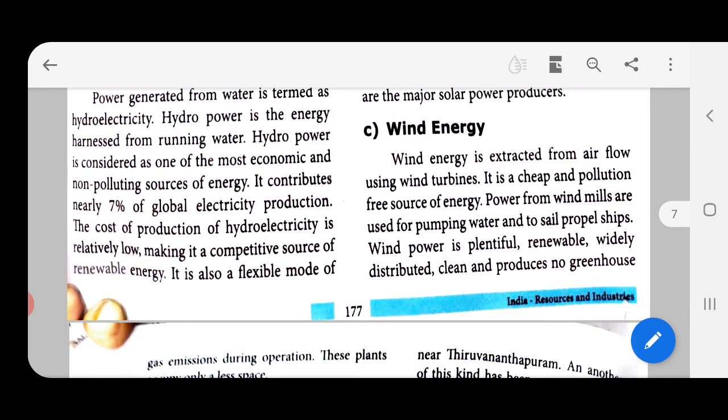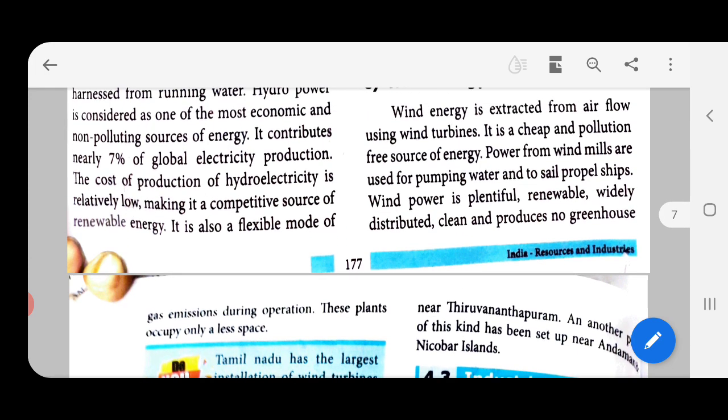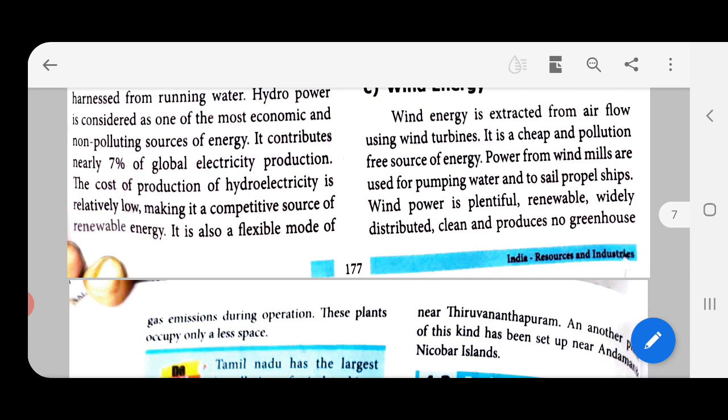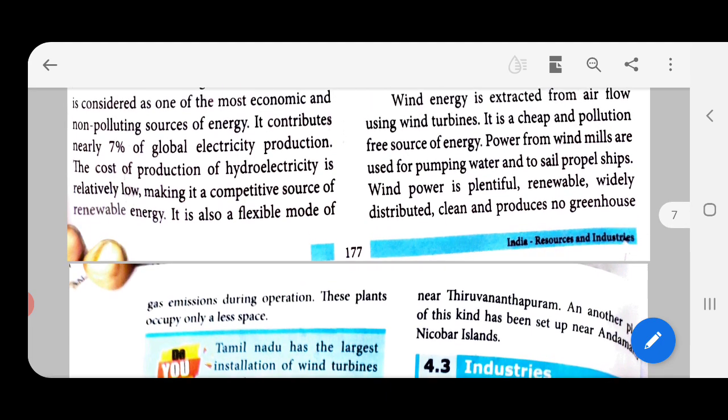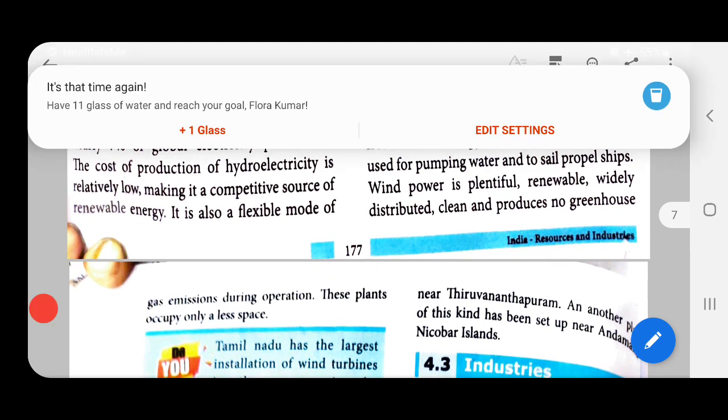Wind energy. Wind energy is extracted, that means it is got from air which flows, using wind turbines. You would have seen when you go down south, there will be a lot of wind turbines, like fan wings, where it takes in all the wind and converts it into energy. It is a cheap and pollution free source of energy. Power from windmills is used for pumping water and to propel sail ships.